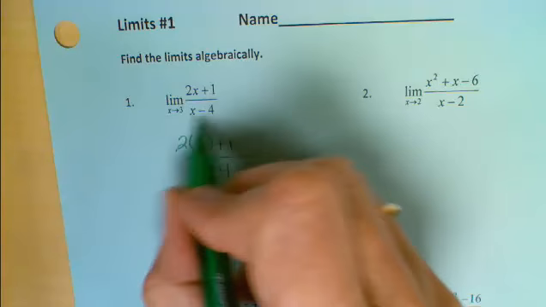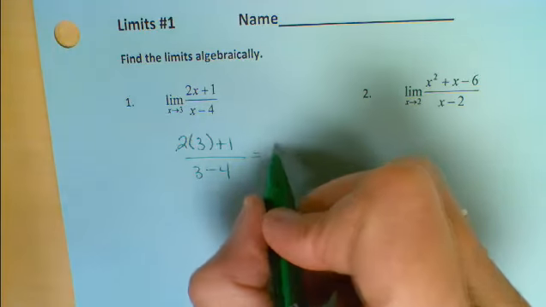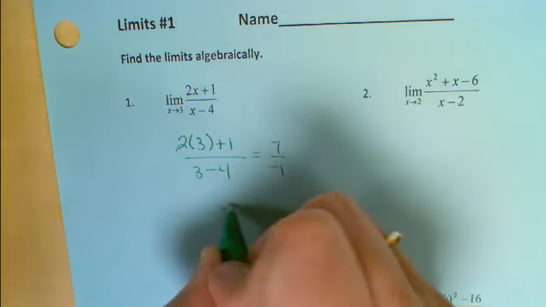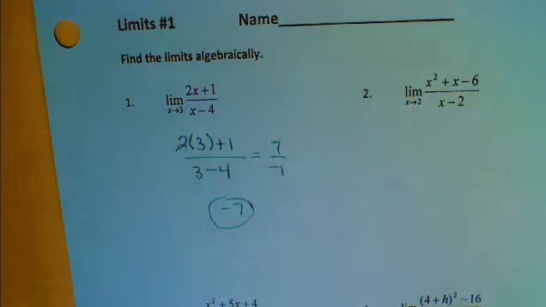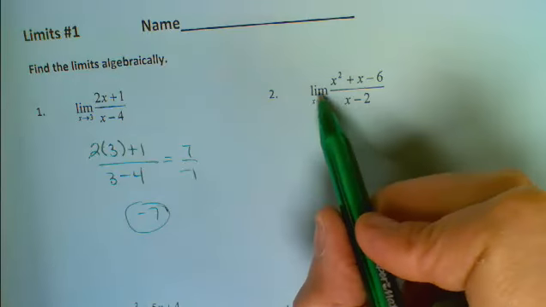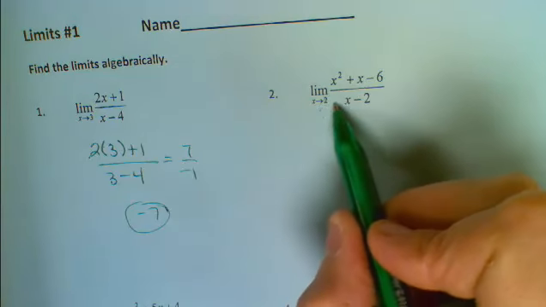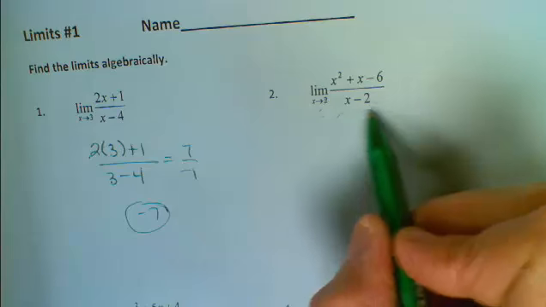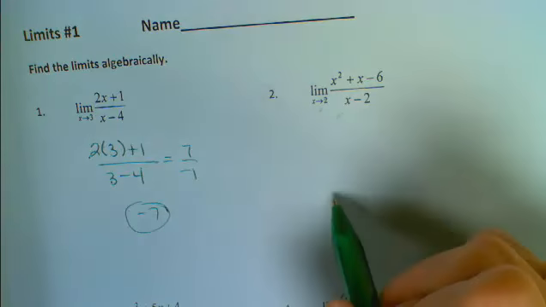You only can do that if you don't get it undefined. So this would be 7 over negative 1, so negative 7. Okay? You may have to do some things like with number 2, where it says the limit as x approaches 2. Now at 2 there's a vertical asymptote or a hole. Something's going on because it's undefined at 2.